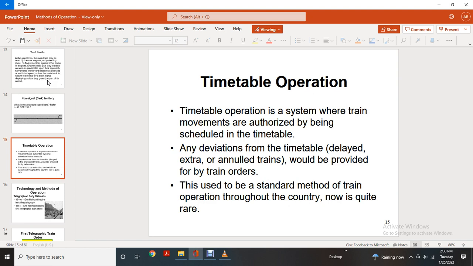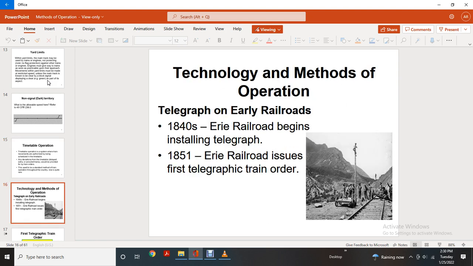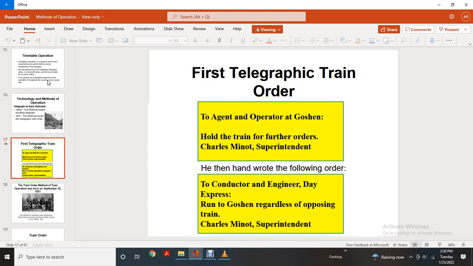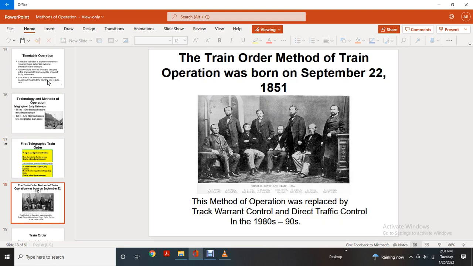Telegraph on early railroads. In 1840, Erie Railroad began installing telegraphs. In 1851, Erie Railroad issued the first telegraphic train order to an agent operator at Goshen to hold a train, with a further order from Charles Minot, superintendent. He handwrote the following order to the conductor and engineer of the day express: rush and run to Goshen regardless of opposing train. Charles Minot, superintendent. The train order method of train operation was born September 22nd, 1851.